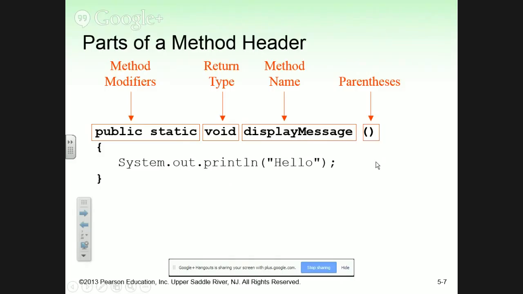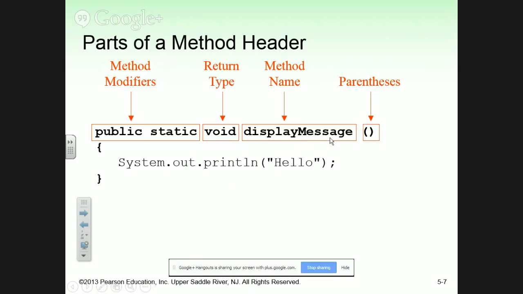Here we have the parts of a method header. The method modifiers, again, we've only seen public static. We'll talk more about what those mean in a moment. The return type, that word void again, means it will not return anything. And the name of the method, you want to pick a descriptive name. This is something that you as a programmer get to decide.